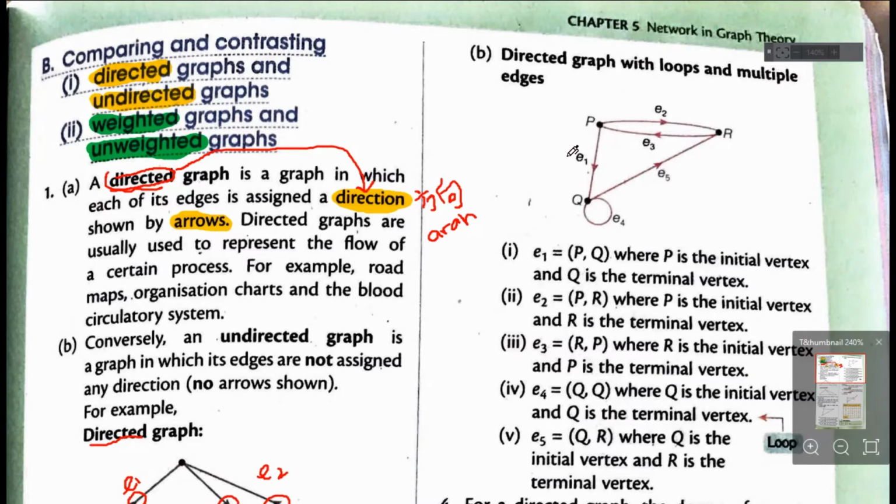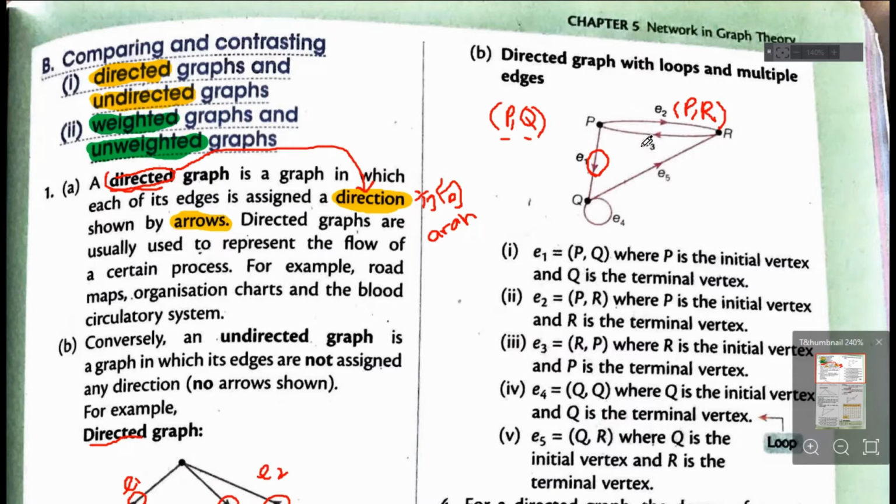Okay, so let's say this one, H1. So we are given direction here. When we write this, this is from P to Q. So we have to write P to Q. P comes first, followed by Q. P is the initial, Q is the terminal. This is multiple edges because we have two lines connecting P and R. Okay, this is called multiple edges, because there are two lines here. So for E2, direction is from P to R. So E2 is PR. Dari P ke R.